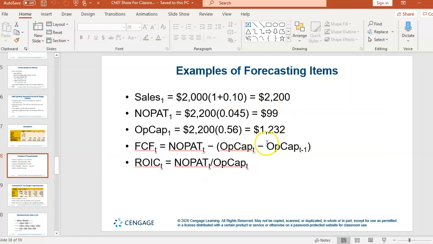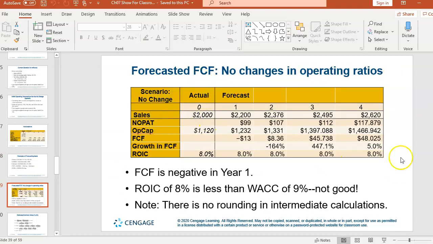Now that I have these formulas down, just imagine this is an Excel spreadsheet, and now I can just plug in my assumptions, right? So I have my growth rate first, and then my NOPAT as a percent of sales. My operating capital is also up at a growth rate, and then my free cash flow is my formula, and my growth in free cash flow is right here, and my ROIC is 8%.